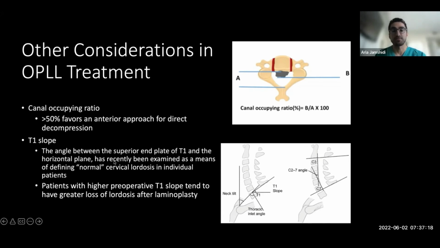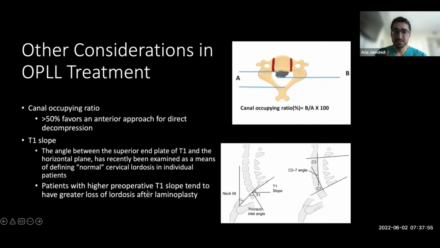Another subject that's been researched on is the notion of a T1 slope. We always talk about sagittal alignment, but it's important to think about cervical lordosis as well, and the alignment in the cervical spine. So the T1 slope is the angle between the superior end plane of T1 and a horizontal plane. And it's been recently examined as a means to kind of define normal cervical lordosis. And the greater the T1 slope, the more cervical lordosis a patient needs in order to be classified as having a normal degree of curvature.